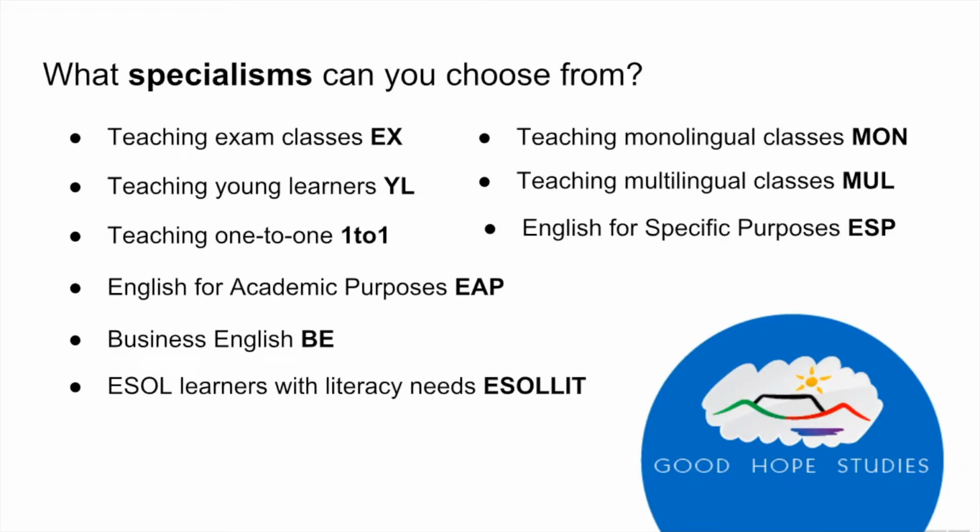So here are a few of the specialisms you can choose from. I chose the most popular. Which one do you think is the most popular of all the specialisms? According to the 2017 Examiners Report, 28% of candidates chose teaching exam classes. English for academic purposes was at 12%, young learners also 12%, and teaching one-to-one 12%. I suggest you choose a topic that is interesting for you and one where there's sufficient literature available to you, and also one where you've got a bit of experience teaching that type of class.